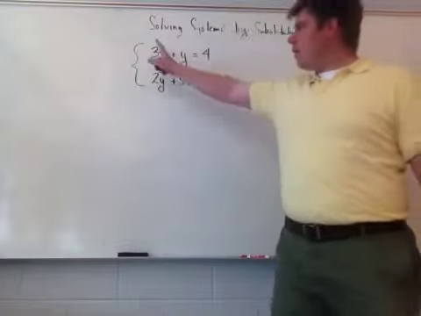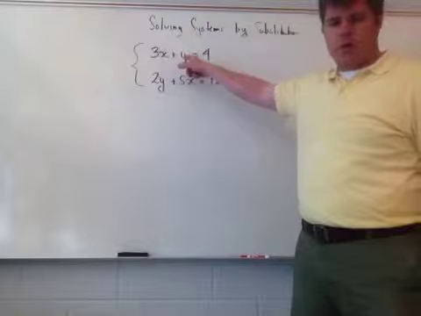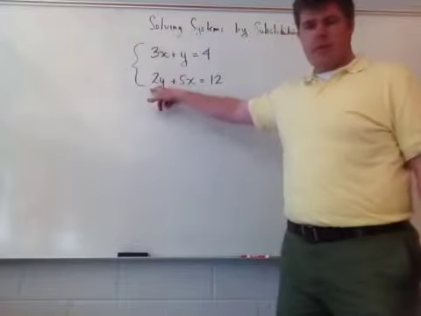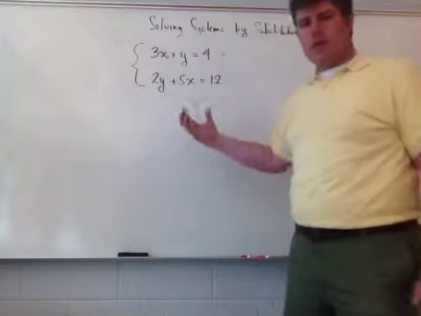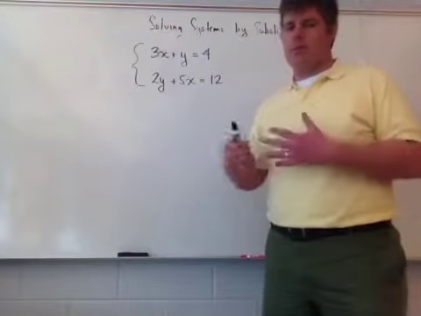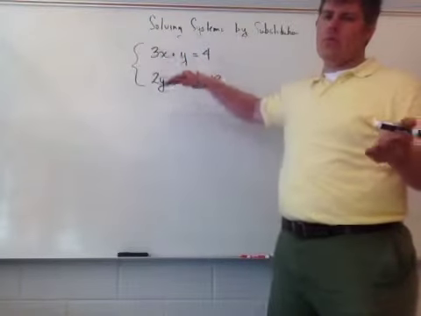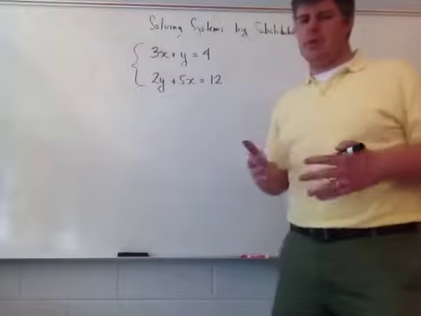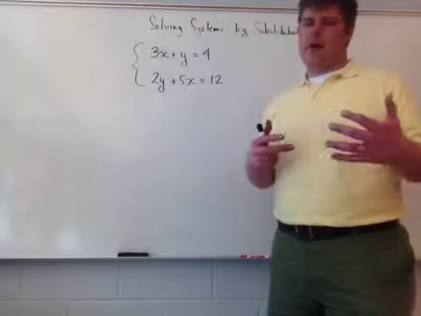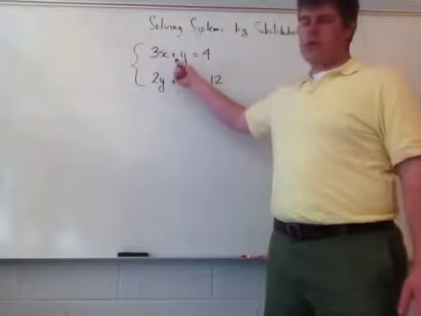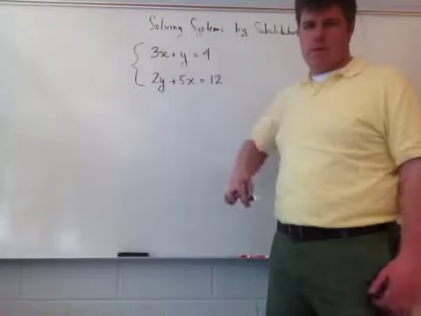So in this original problem, the 3 is the coefficient of x, the 1 is the coefficient of y, and in this problem 2 is the coefficient of y and 5 is the coefficient of x. So I have to solve for one of these variables in one of these equations. Like I said, you want to look for which one has a coefficient of 1, or which one's going to make your life a little bit easier. That's the only time I would really use substitution, if I had something with a coefficient of 1. So this one has a coefficient of 1, so I'm going to solve for y.